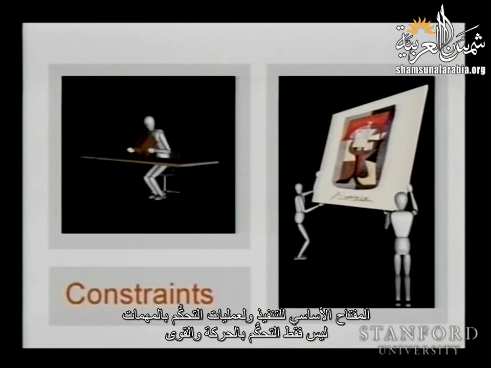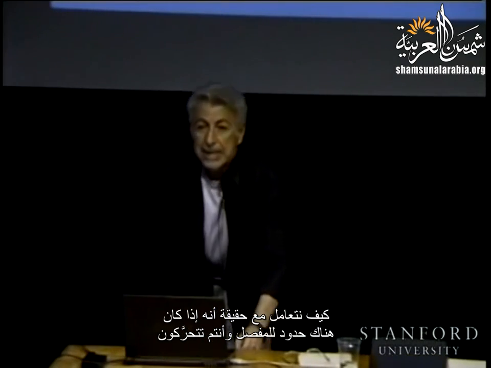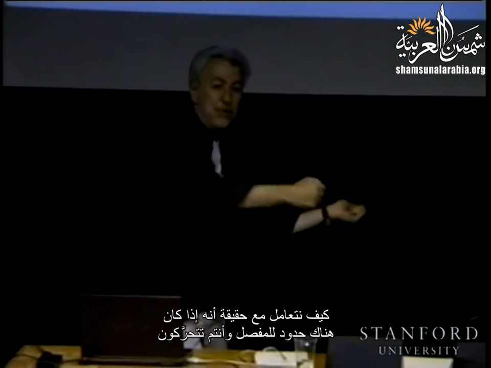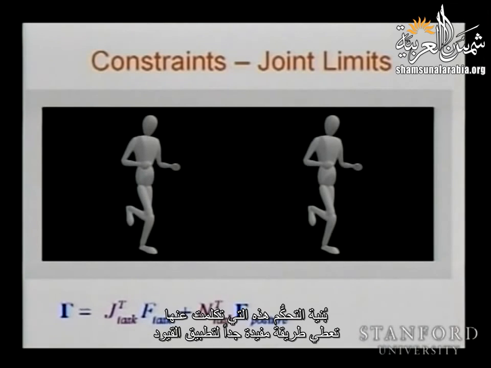And a key aspect of the implementation and the task-oriented control is not only just motion and force control, but how do you deal with constraints? How do you deal with the fact that if you have a joint limit and you're moving and you hit a joint limit, what is going to happen? So this structure of control that I talked about produces a very useful way to apply constraints.